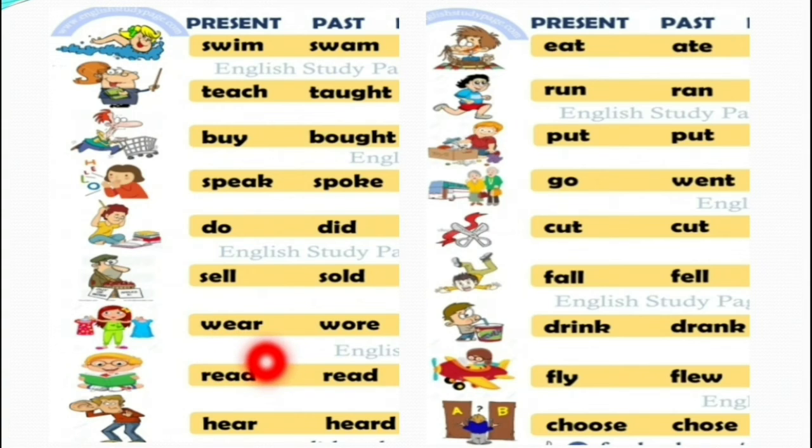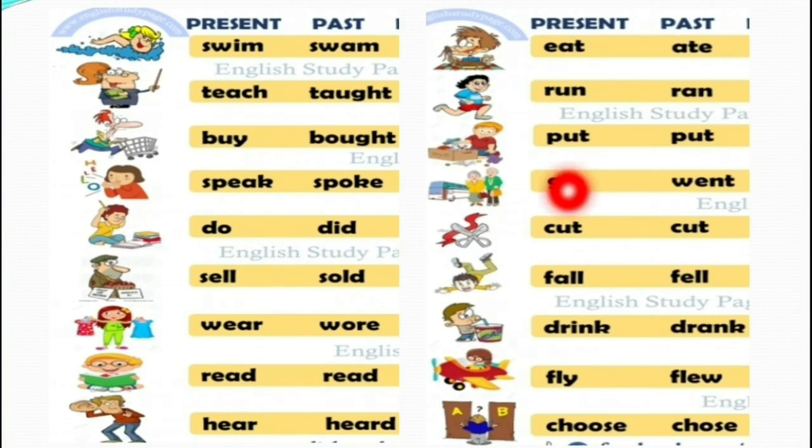Now here is one exception. You can see that read is the present form, but read is also the past form. The spellings are the same, both are R-E-A-D, but for pronunciation we have to pronounce this one read and this one read. Okay. Then here, hard, eat, ate, run, ran, put, put. Again the same spelling and same word. Put is present and put is also used for the past form. Go, went. Cut, cut. Another exception: for the present form we use cut, and for the past we also use cut. No cutted or any other spelling, the same thing. These are some exceptional irregular verbs: put, cut, read.